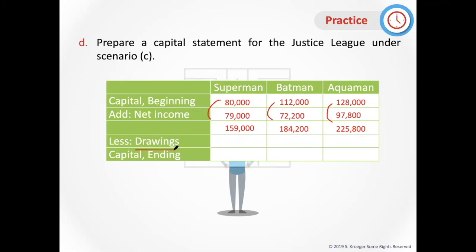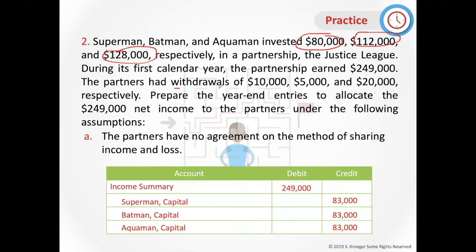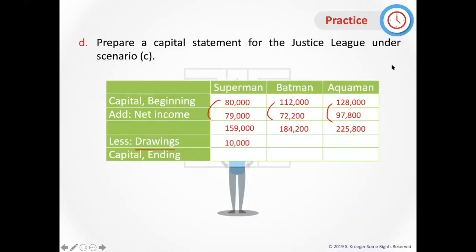And once again, this comes from the beginning information. The withdrawals for each partner were 10,000 for Superman, 5,000 for Batman, and 20,000 for Aquaman. We'll put these three numbers in as subtractions into the capital statement. 10,000 for Superman, 5,000 for Batman, and 20,000 for Aquaman. It says less here, and we're going to subtract that from the total we just calculated.